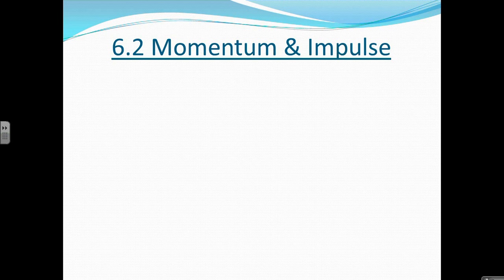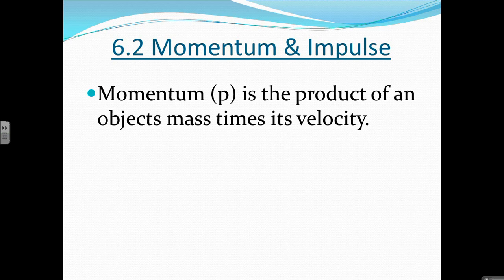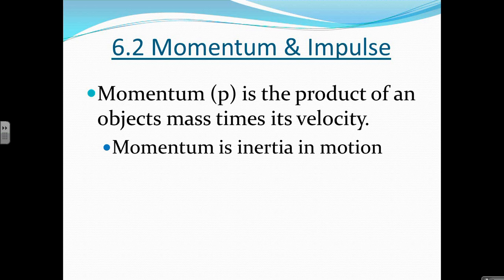I'll start by talking about momentum. Momentum is the product of an object's mass multiplied by its velocity. You'll often hear me refer to momentum as inertia in motion, the mass of the object in motion. This idea is captured by the equation: momentum, symbol P, equals mass of the object multiplied by the velocity of the object. So momentum equals mass times velocity.